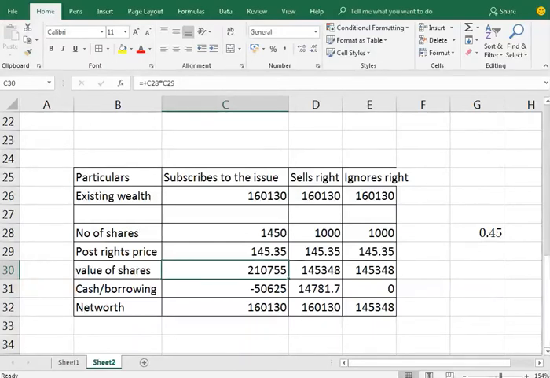You can have rounding differences if at all there are any. In Excel there will be no rounding issues, so whatever number you get, you can note that. The basic thing is your wealth will not change if you subscribe or sell the right. If you ignore it, it will come down.